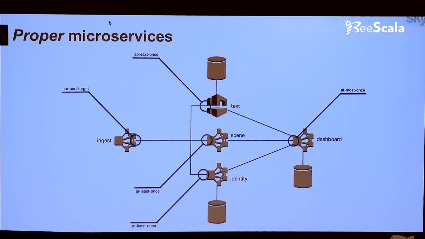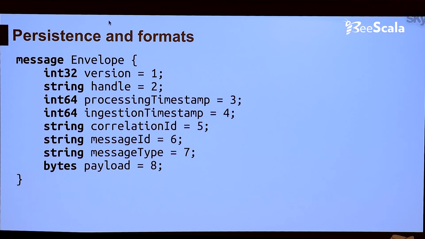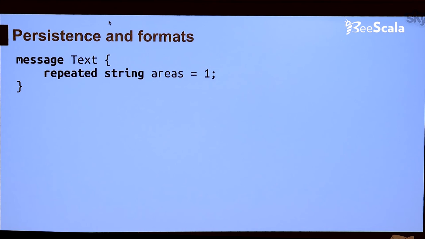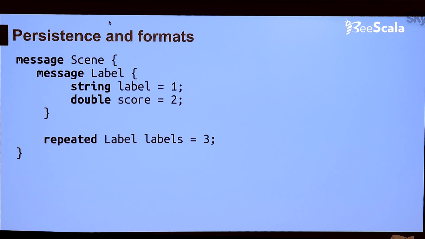You've seen the formats, so I've hinted at this payload. Now, again, if you've never seen protobuf, hopefully this isn't too alien. We have some integers, we have strings, and we have an array of bytes. So, the text microservice simply returns an array of string called areas. So this is the repeated string areas. So that translates to a sequence of strings. Okay, not too difficult.